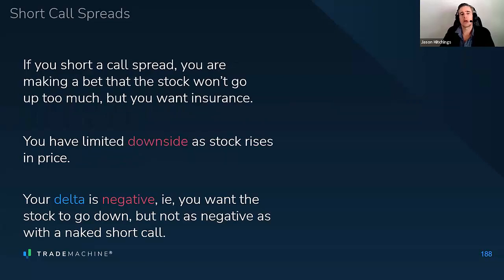If you're short a call spread, you're also making a bet that stock won't go up too much, but you're buying some insurance in case it does. You have limited downside as stock rises in price. So your insurance caps how much you can lose. Your delta is still negative because you want stock to go down, but it's not as negative as a short call that's naked.